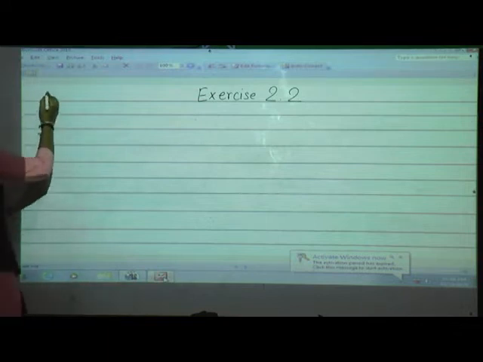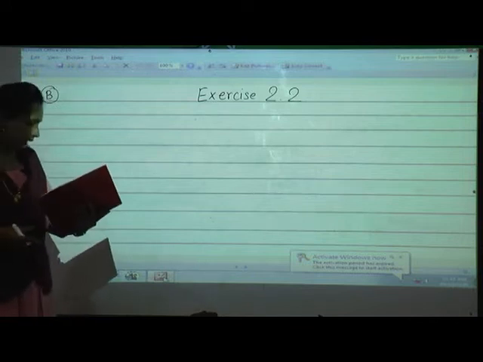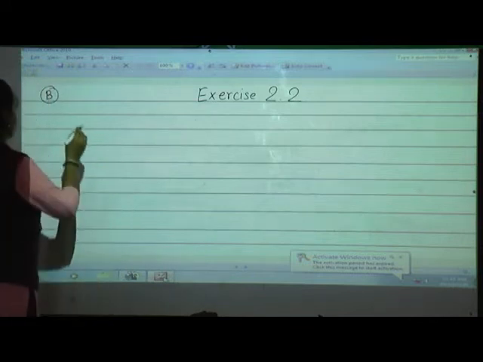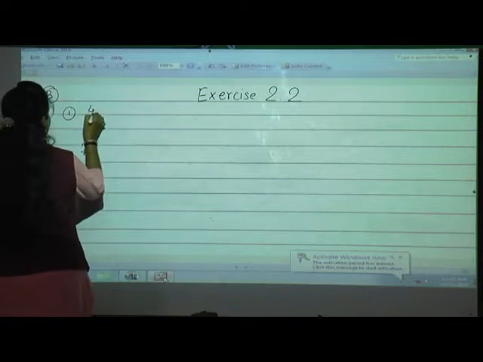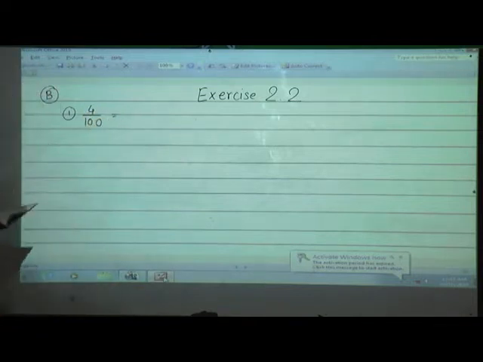Now see the B question. What is the B question, students? Change the following into decimals. Now they had given the fractions. Now we need to convert into decimals. Very easy. Just now we have seen in the table.